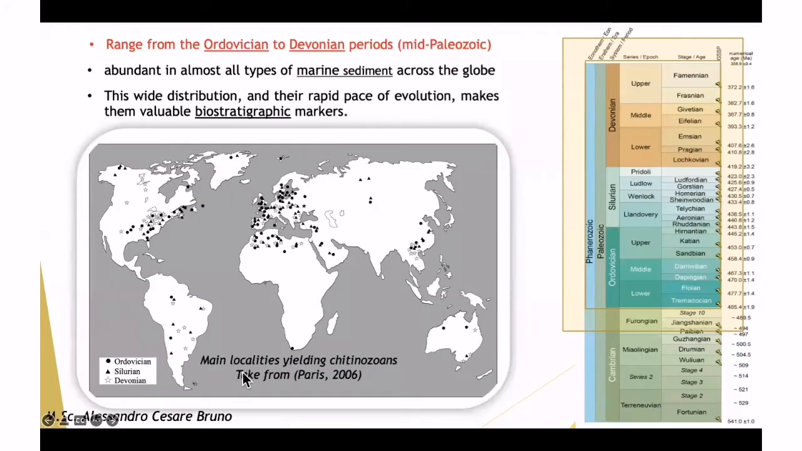Here there is a picture taken from Paris 2006. We can see, with the round points, the Ordovician distribution of the chitinozoans around the globe, with the triangles the Silurian distribution, and with the stars the distribution of all the Devonian chitinozoans. As we can see in this picture, the chitinozoans are well distributed around the globe, and so this allows them to be stratigraphically correlated. This gives the ability to create a global biozonation in the biostratigraphic studies of chitinozoans.